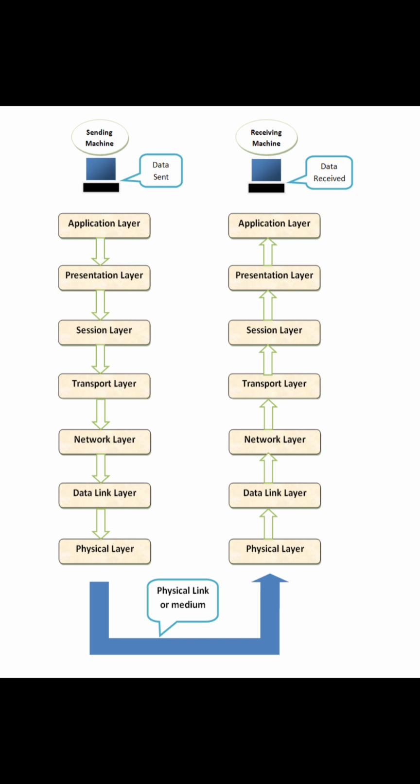This is how the data flows at the sender, and the receiver works in the same way in reverse. First it will pass the data through the physical layer, data link layer, network layer, transport layer, session layer, presentation layer, and the final application layer, where the destination user receives the data.